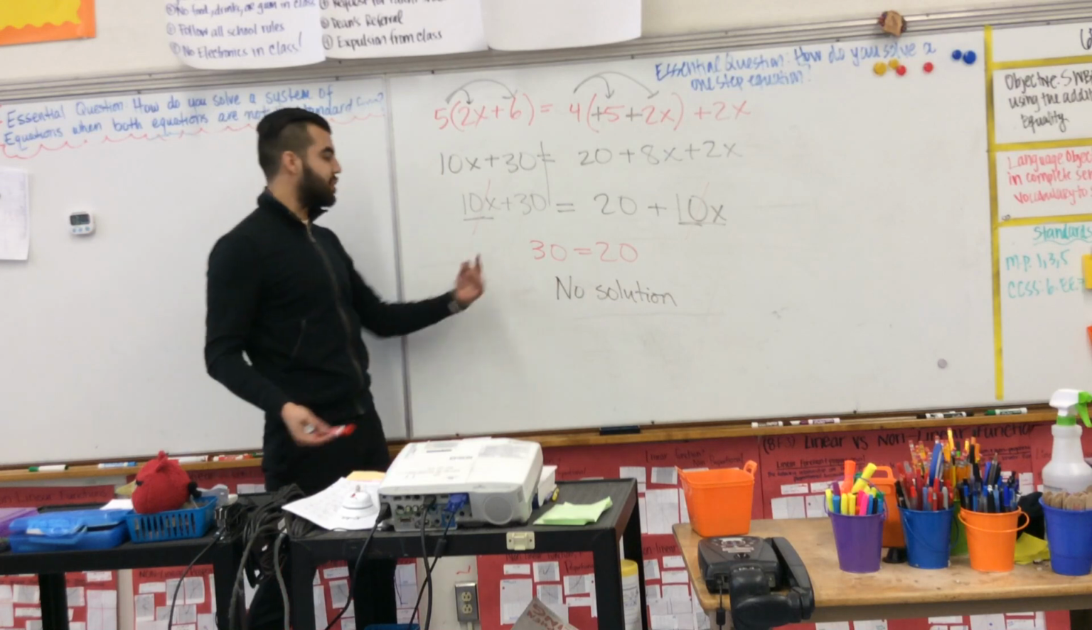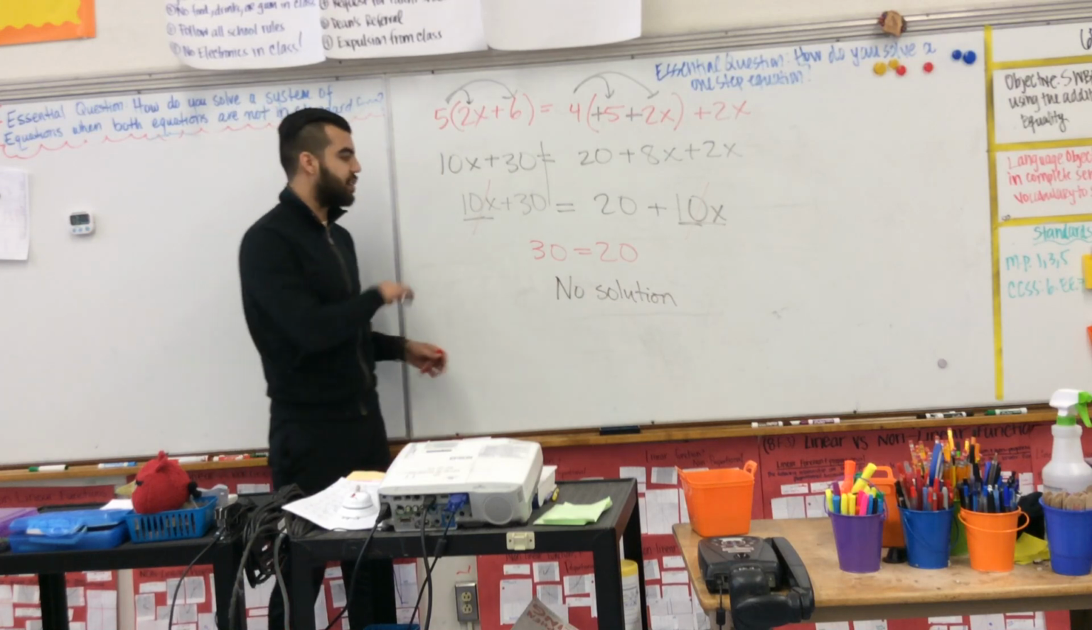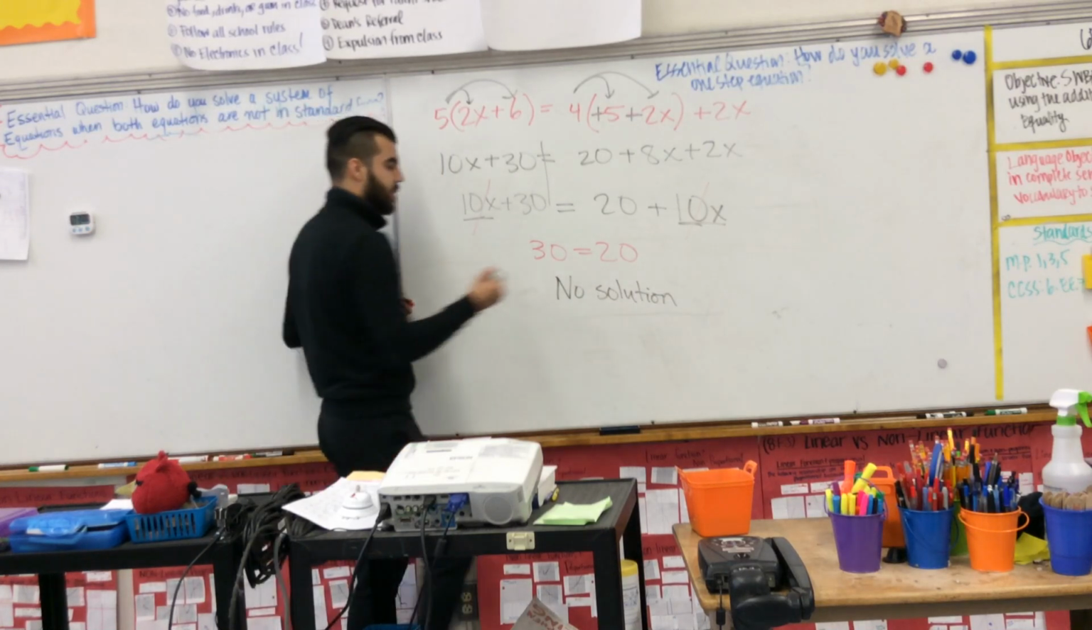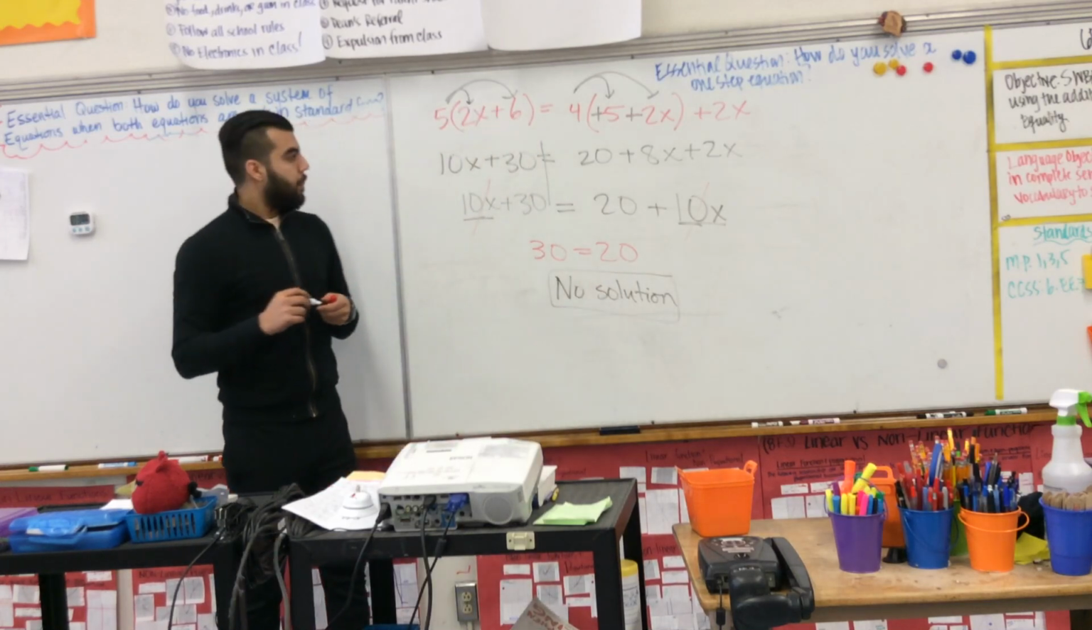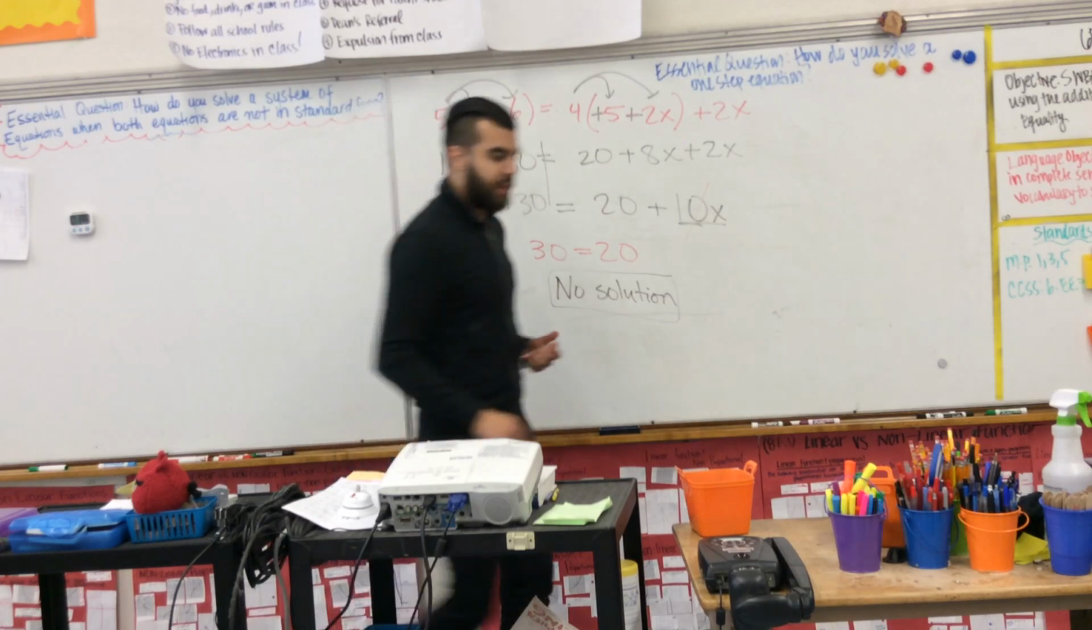So you know it's no solution because 30 is not equal to 20, and you're done. So this right here should be your final answer. No solution. Okay, let's go on to the next one, number 5.